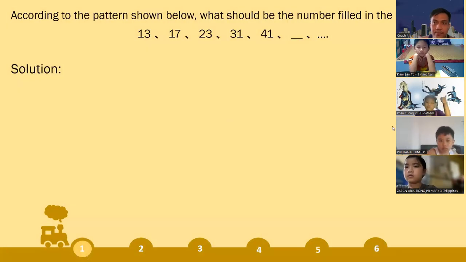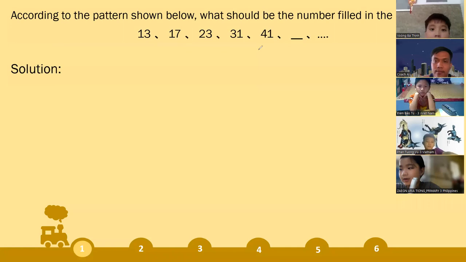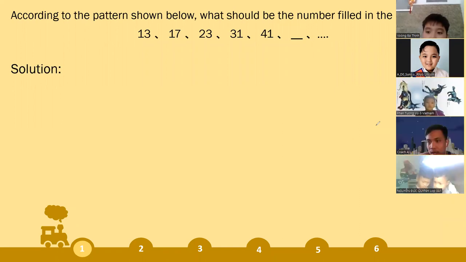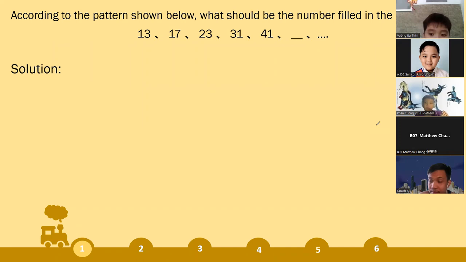Question number one. According to the pattern shown below, what should be the number filled in the blank? Now, I'll call someone to tell me what is the pattern here. Okay, let's have Ryo Lincoln, Suniko. So the pattern is... Where's your camera? Yes.